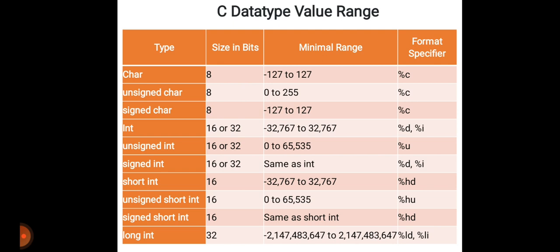The next one is long integer, which is 32 bits in size, and the minimal range for this is -2,147,483,647 to plus 2,147,483,647, and the format specifier for this is %ld and %li.